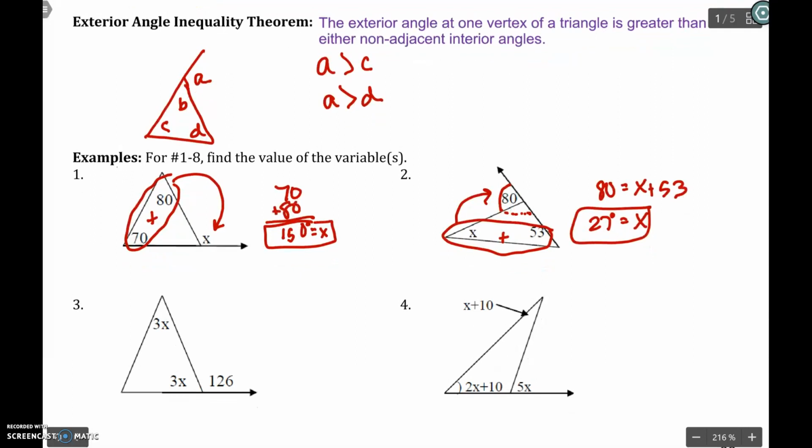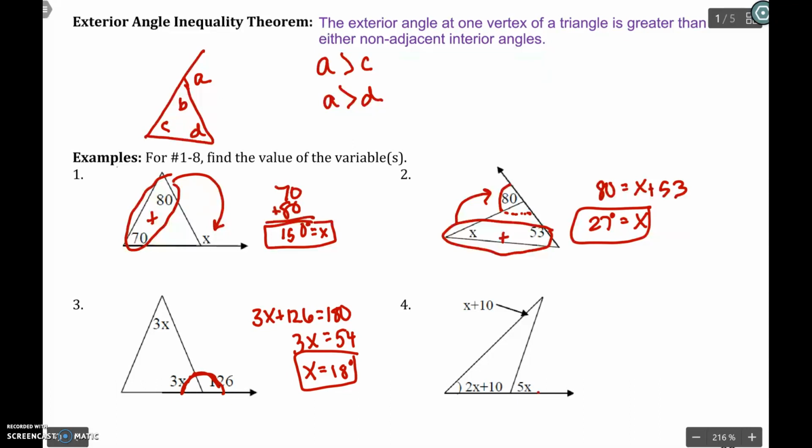For number 3, this one's actually a trick. The exterior angle is here. Right next to it is the linear pair. So this one doesn't even use the exterior angle theorem. It's just going to use a regular linear pair. And then you're going to solve. So you're going to subtract 126 from both sides, and then you're going to divide by 3. Okay, so check, because it's only the two that are not next to it that would add up to the outside.